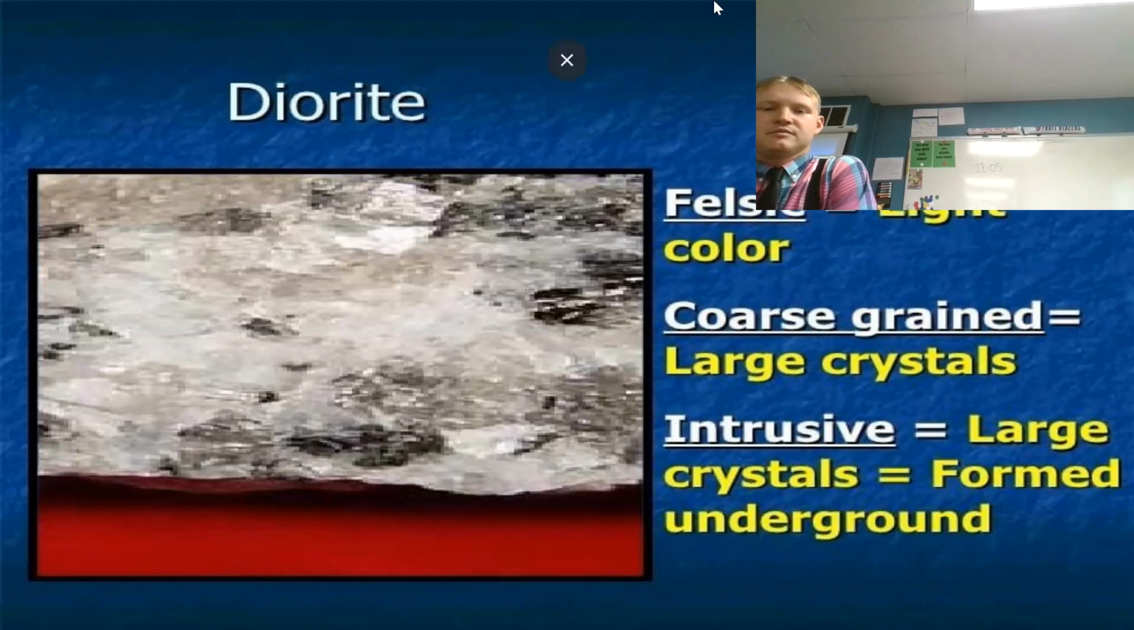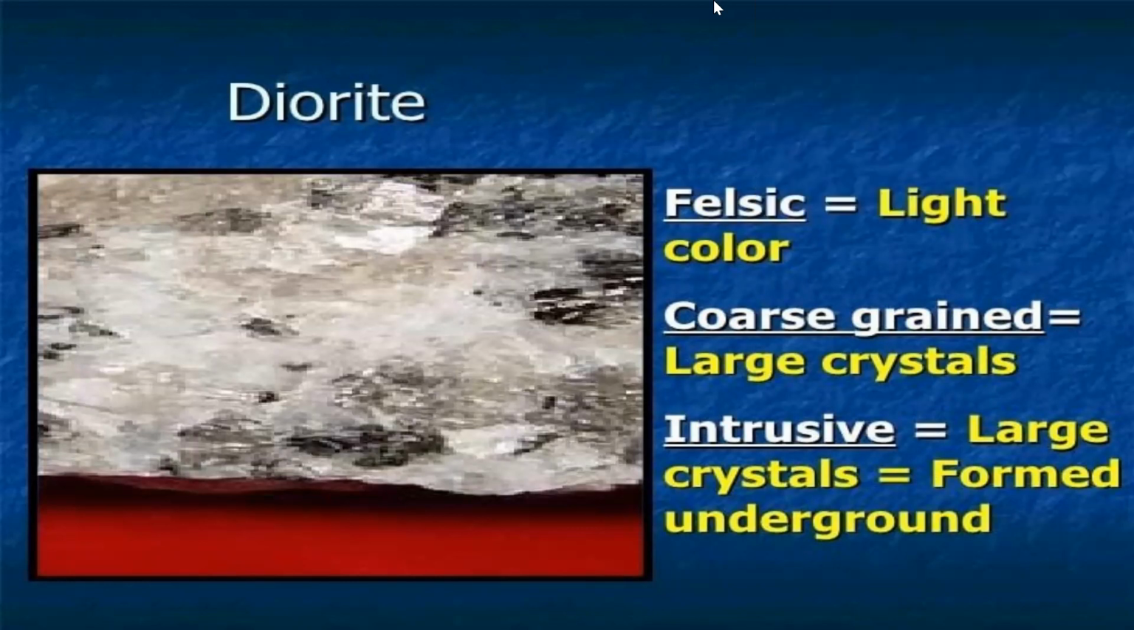Intermediate composition and color. So overall, light color, yes, it has some sporadic black marks in there as well. So light color, meaning it's felsic. Coarse grain, how do you know it's coarse grain? It has those crystal structures, right? So that means it has coarse grain because of large crystals. And then it's intrusive because the large crystals formed under the ground.